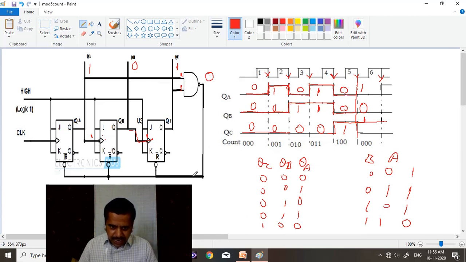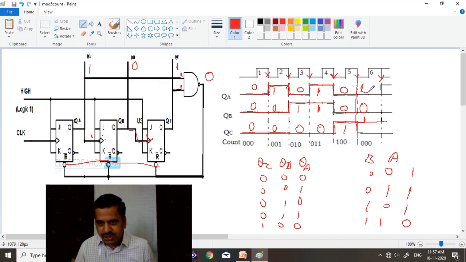This 0 is applied to the reset pin of all the flip-flops. The flip-flops automatically reset. It will not go to 1, it becomes 0. The others are as usual, already 0.